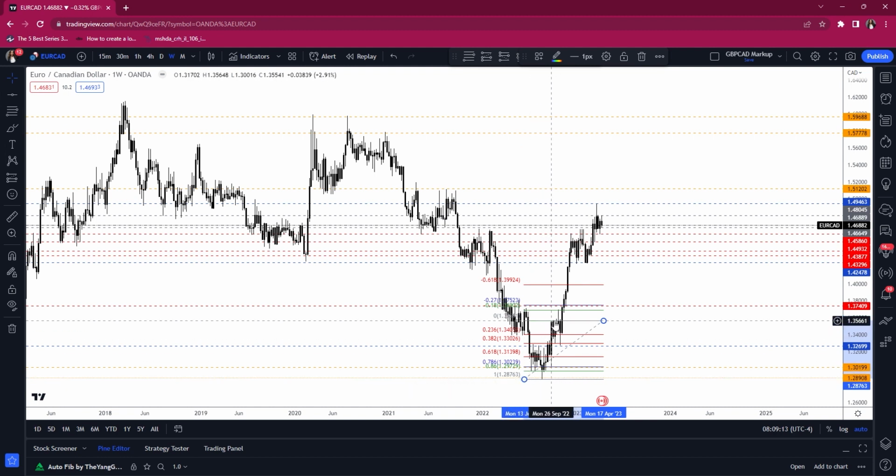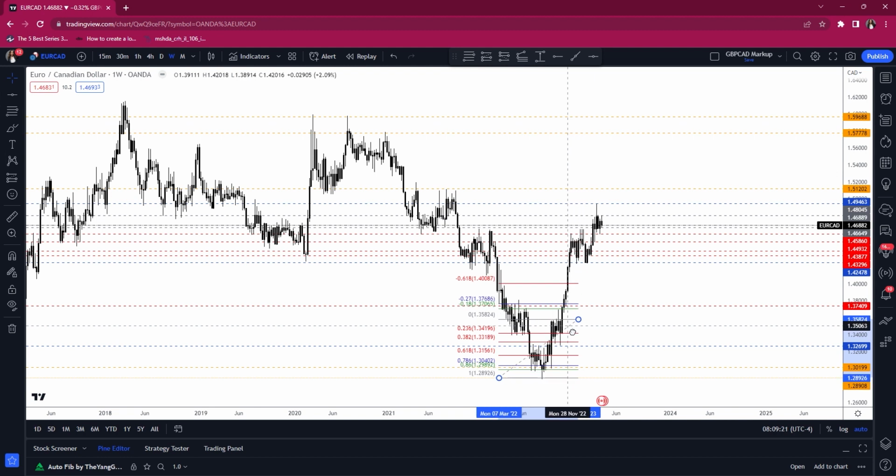So I got a low. I got my high. I believe the high is here. We had a 38.2 pullback, the extension here. So now I want to measure my next fib.